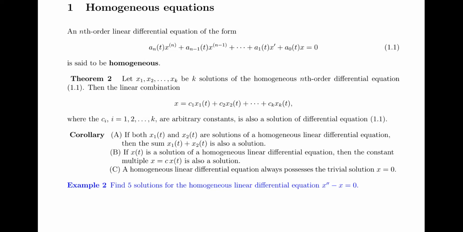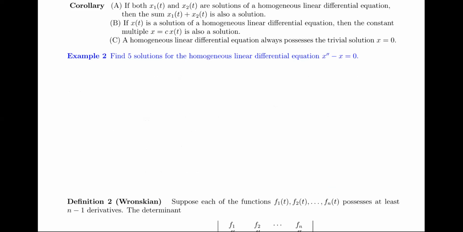So we'll do a quick example here, and that is to find 5 solutions for the homogeneous linear differential equation x double prime minus x is equal to 0. Well, first off, one easy solution is that x of t is equal to 0 is certainly a solution. And now we want to consider, when does x double prime equal x? Do we have any functions that we know off the top of our head for which this is true?